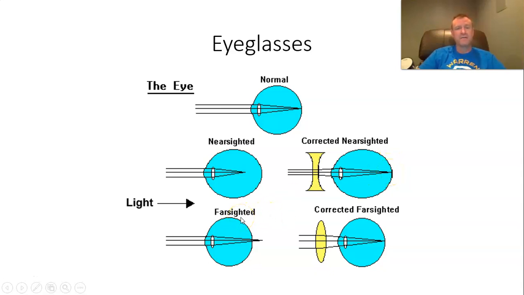Somebody who's farsighted, like my daughter, she sees things far away well, but up close it's a little blurry for her. So that lens in her eye is not converging enough. So you need a little help there. So you put a converging lens in front of it to converge it a little bit before it gets to your lens, and then you get it focused on your retina like that.